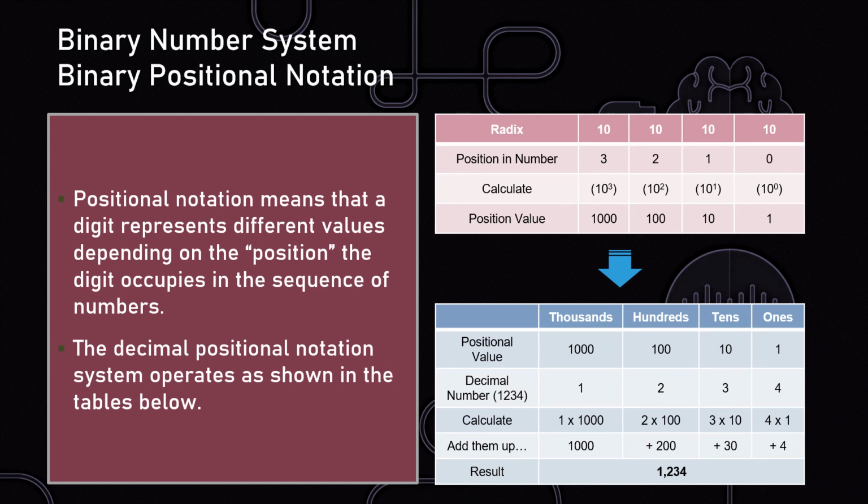The decimal number conversion allows us to calculate these things together. So if we say that we have 1 in the thousands place, 2 in the hundreds place, 3 in the tens, and 4 in the ones, we represent that by the multiplicand of the position value and add them up. So 1,000 plus 2 times 100, or 200, 3 times 10, which is 30, and 4 times 1, which is 4, gives us 1,234.